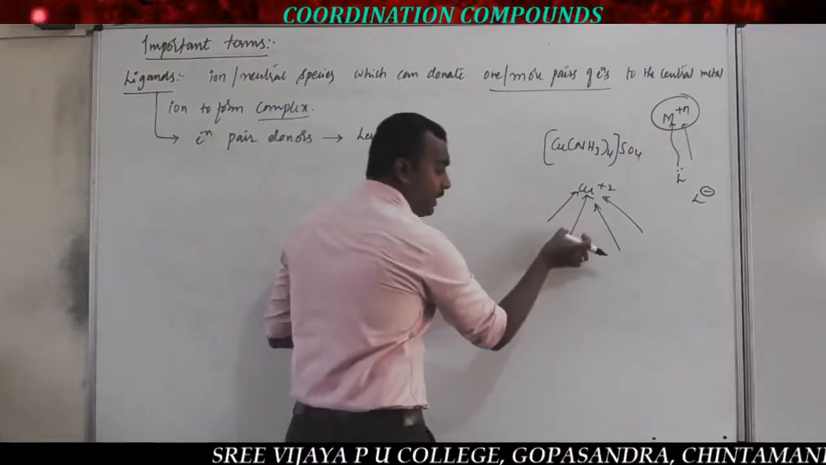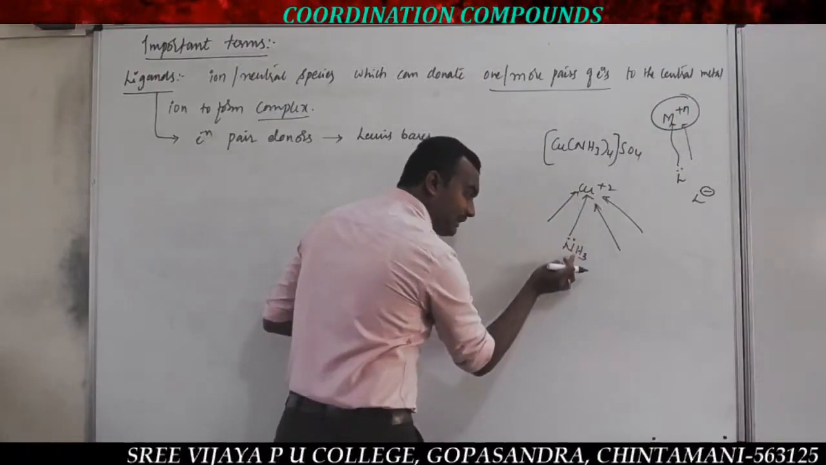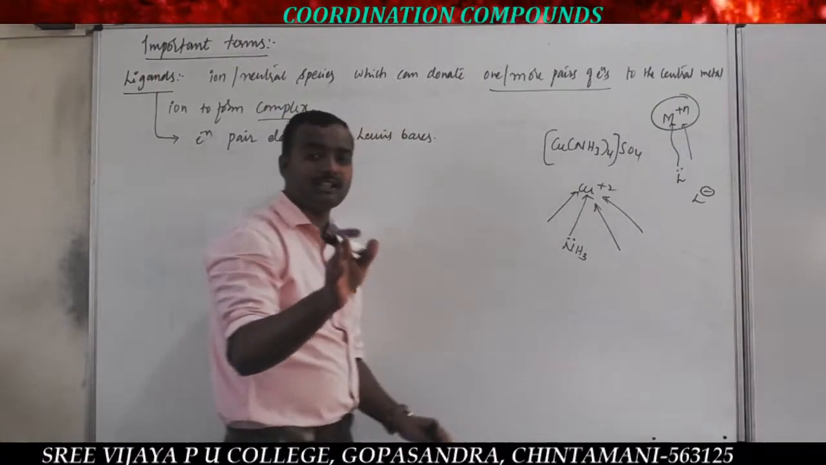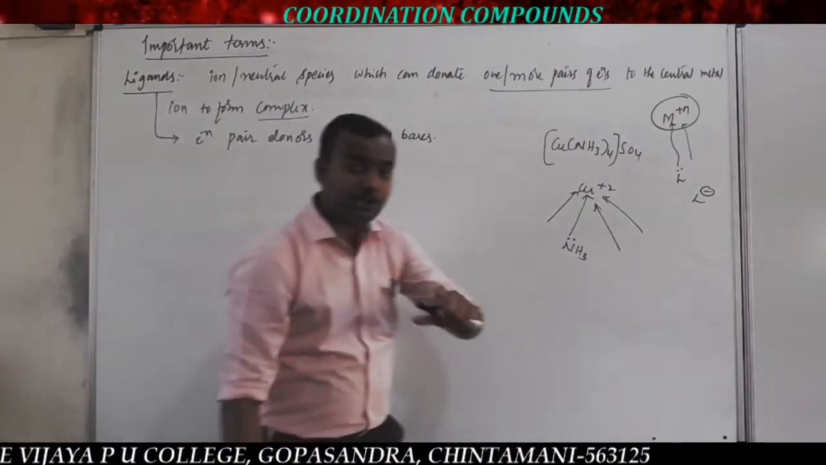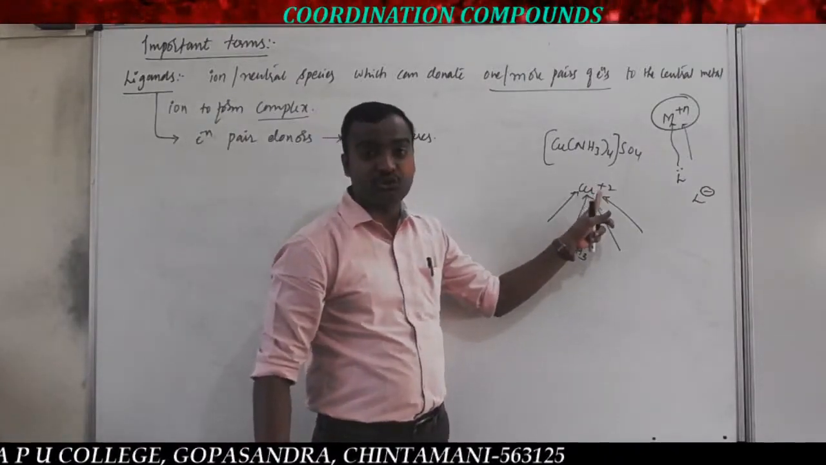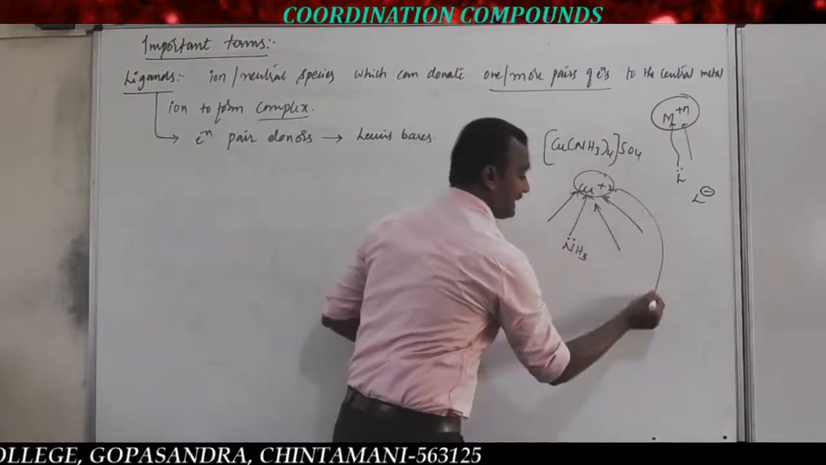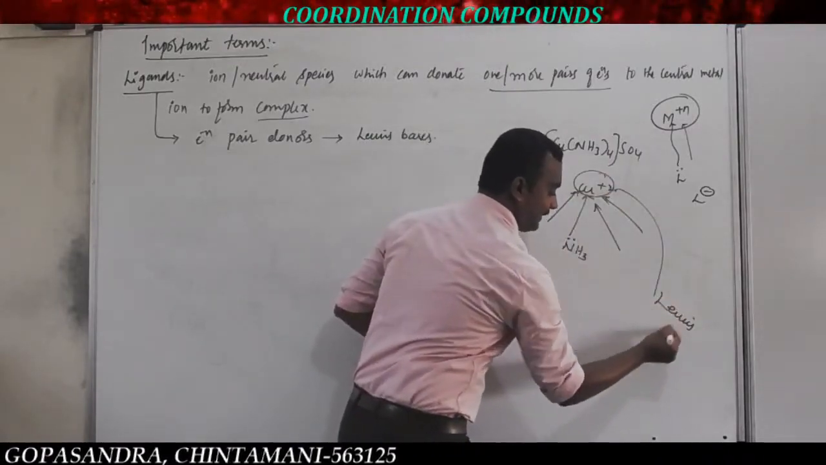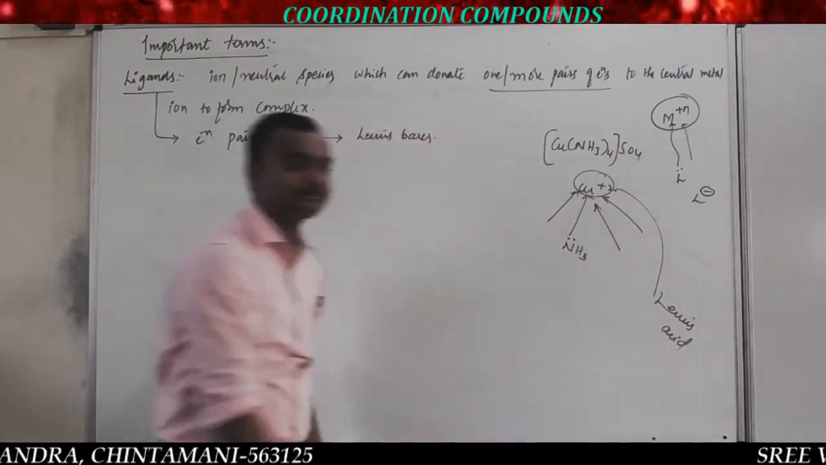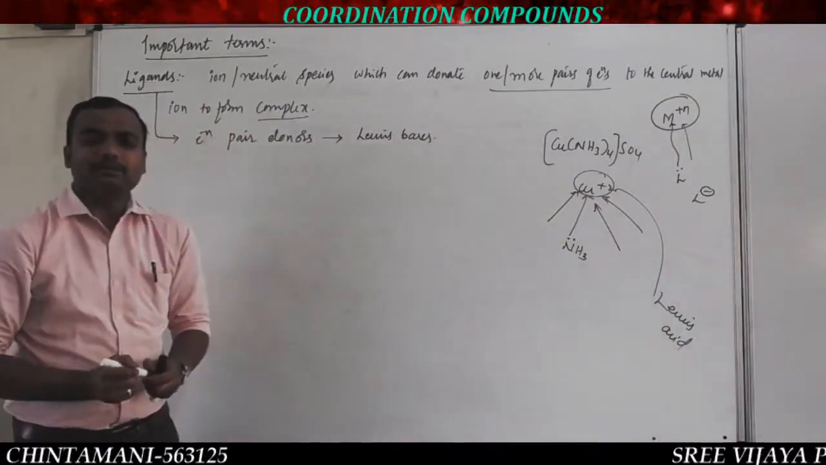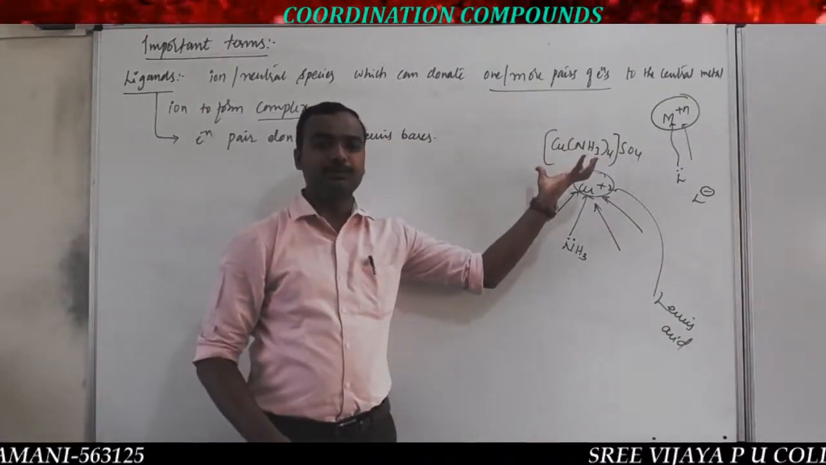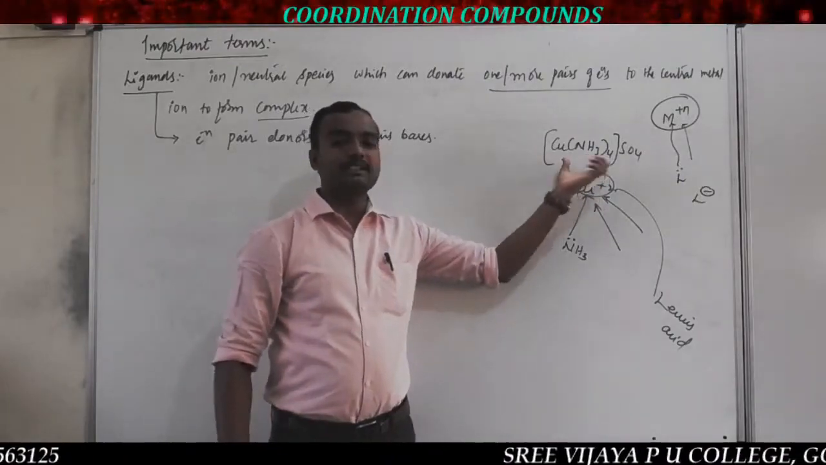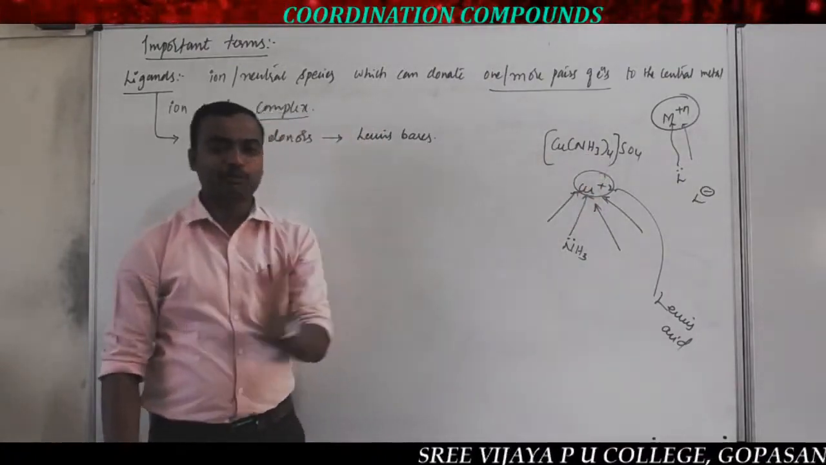So the pair of electrons donated by the ammonia, this is taken as a ligand, and at the same time, this is taken as a Lewis base. That pair of electrons is accepted by copper plus 2. Now this copper plus 2 is taken as a Lewis acid. So I will give you comparative examples, for example other complexes, where you identify the Lewis acid and base.